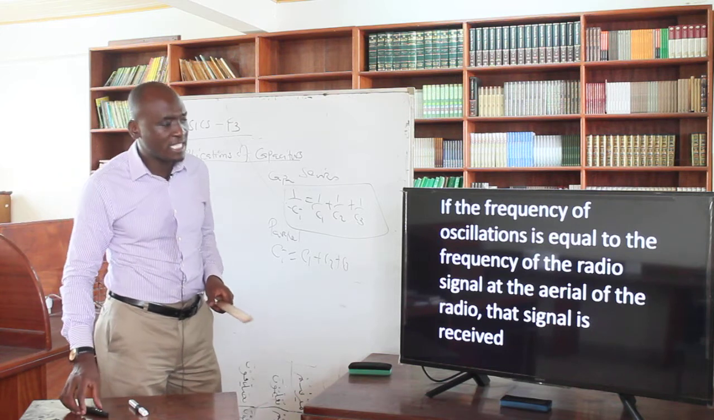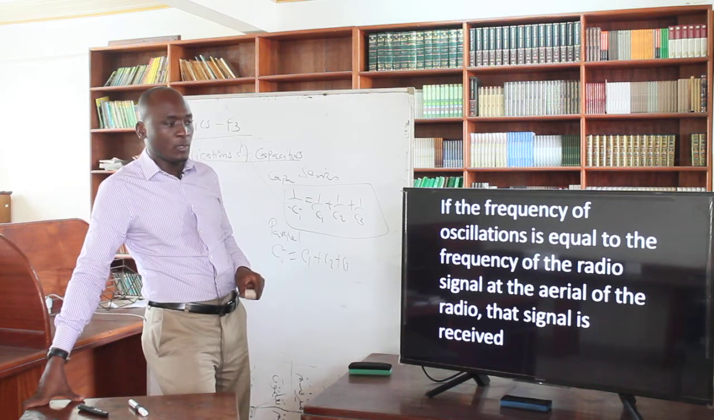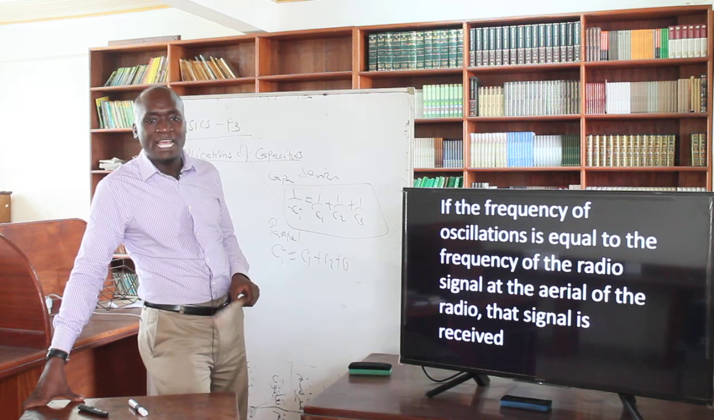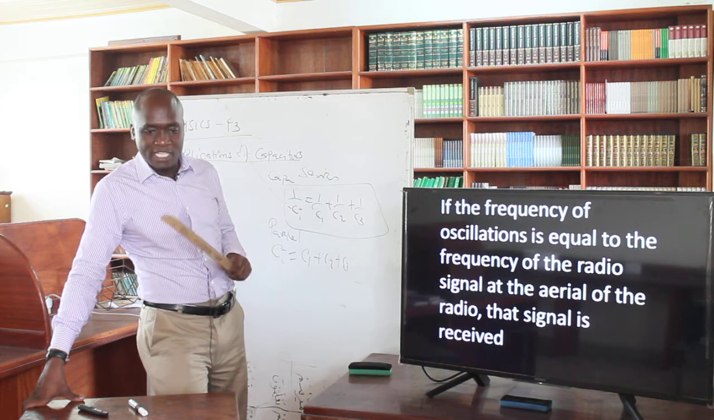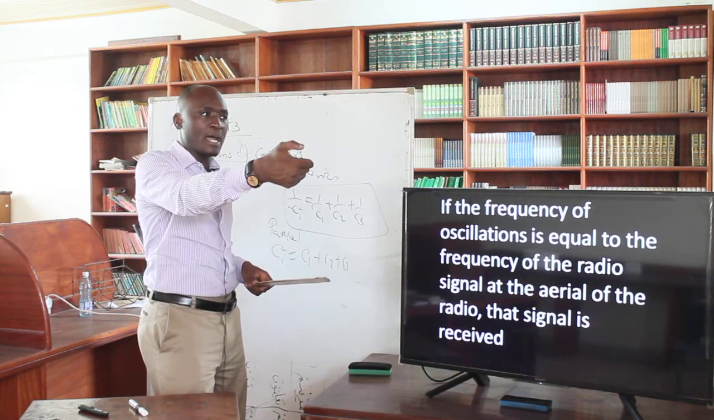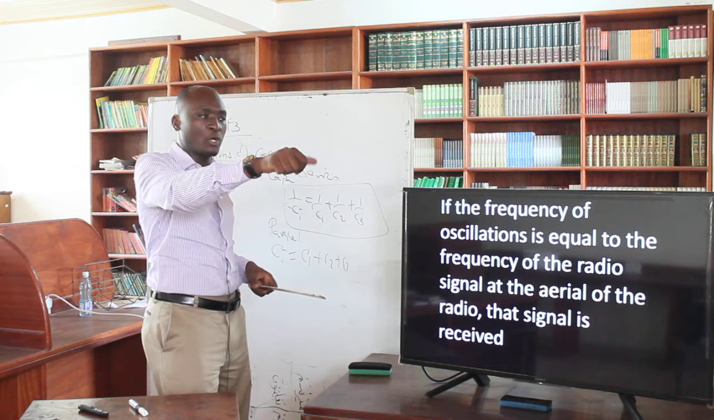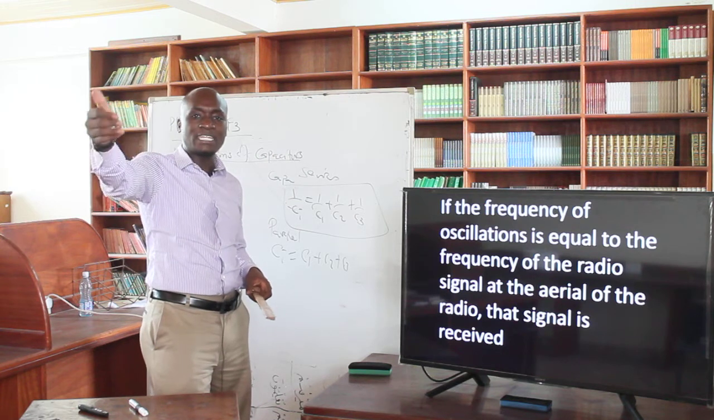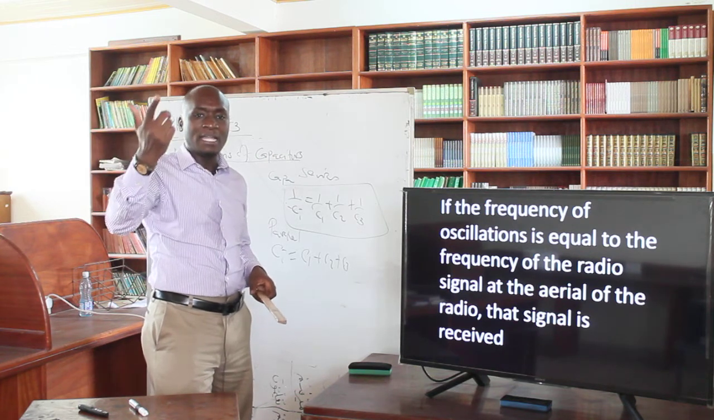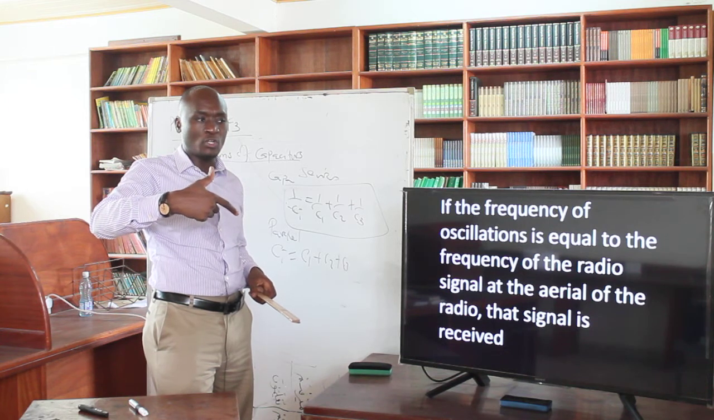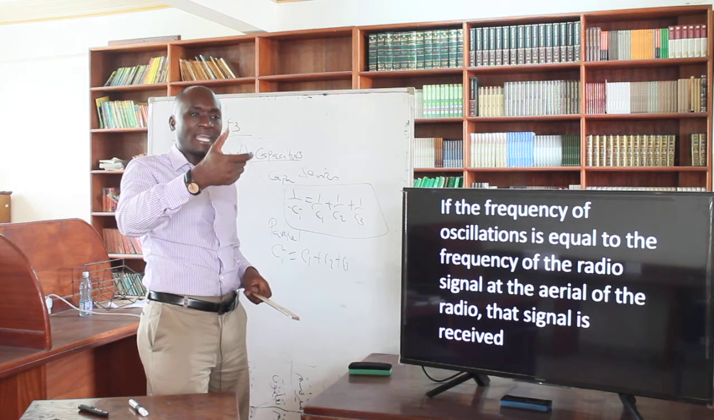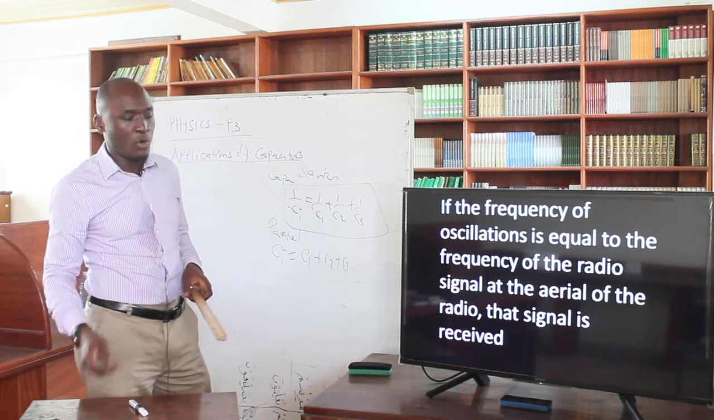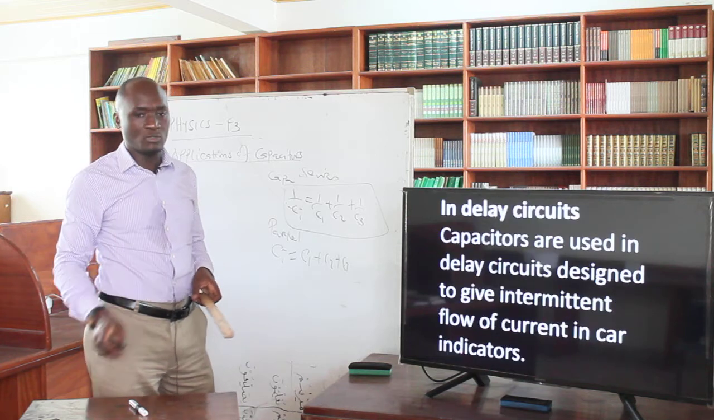Now, if the frequency of the oscillations is equal to the frequency of the radio signal at the aerial of the radio, the signal is received. That's why when you are tuning the radio, there is a rotational knob, so that you are able to change the oscillation. When you do that, you are affecting the receiver of the radio, so you are regulating the frequency of the radio signal.